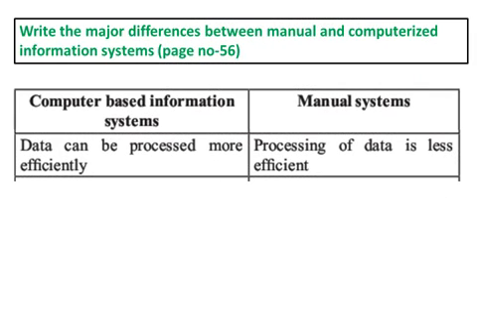Okay students, you can refer to page number 56 in your textbook and write the major differences between manual and computerized information systems. Here I mentioned a single difference between manual and computer-based systems. In a computer-based information system, data can be processed more efficiently, but in a manual system, processing of data is less efficient.